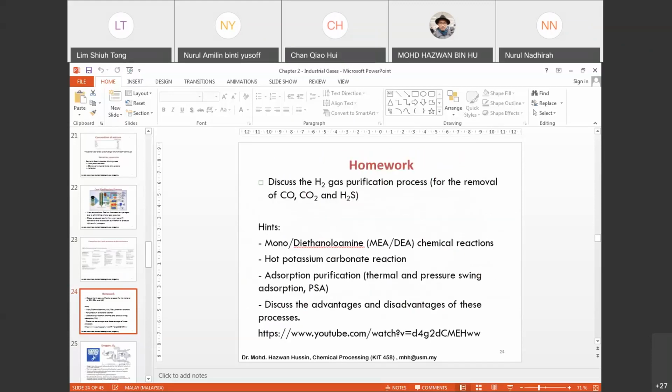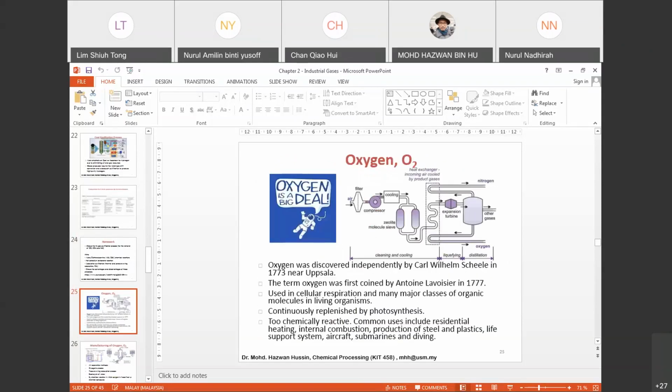Comparison, this is the homework that I need you guys to do. I have created the event on your e-learning, so please find some time and do the homework. I've set the deadline till Friday, so at least you can have enough time to read through a few techniques which I have listed over here and discuss the advantages and disadvantages.